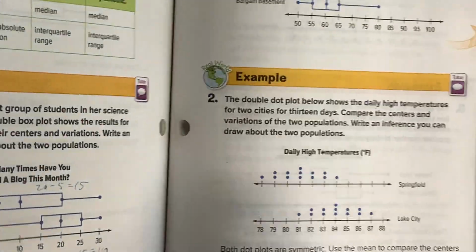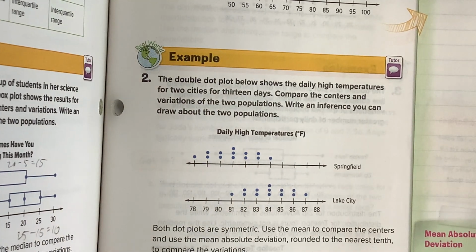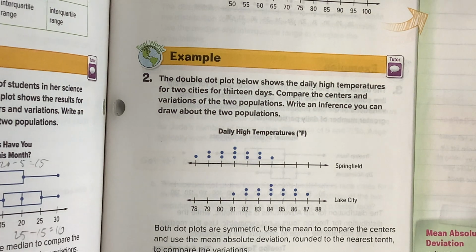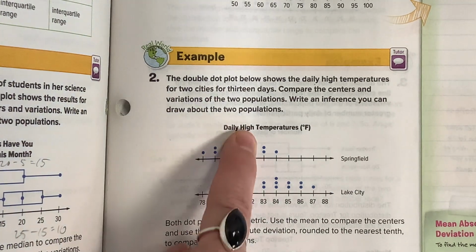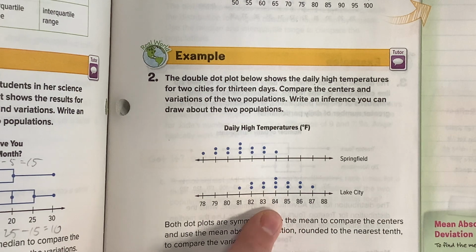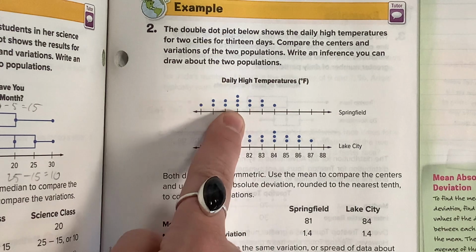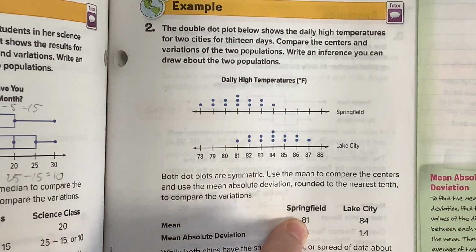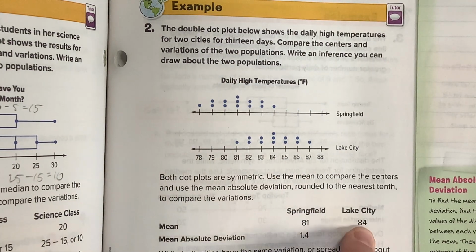Okay, this one, because the sets of data are symmetrical, we can actually use the mean and the mean absolute deviation. I'm going to give you a little hint. When you have symmetrical data like this, the mean is the middle number. Do you see that? So for Springfield, the mean is that middle number, which is 81, which is also the mode, which is also the median. So measure of center with symmetrical data is pretty easy.